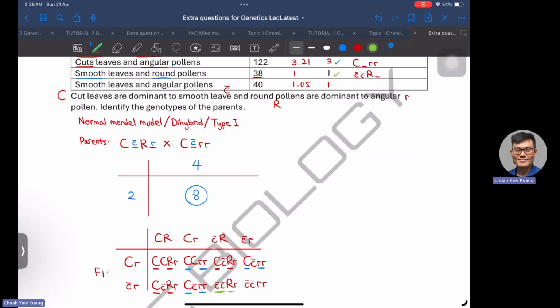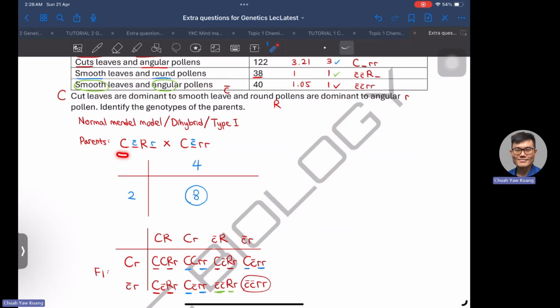Then the last one is, of course, smooth leaf and angular pollen. It means it is all homozygous recessive, and there's only one here. So it tallies with this ratio as well. With that, we can confirm that the offspring produced tally with the phenotypic ratio shown here.